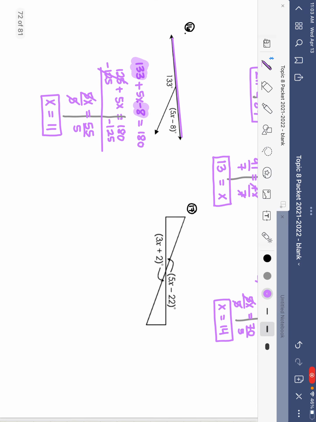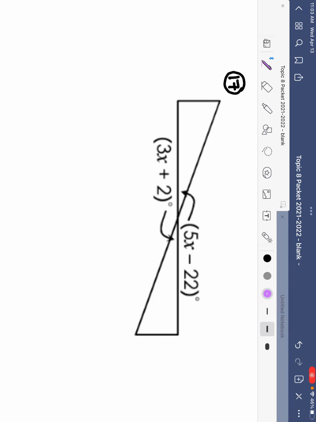Okay, last one, number 17. So we are concerned about this angle right here, which equals 5x minus 22 degrees, because see that point's right there. So I'm actually going to rewrite that, 5x minus 22 degrees. And we're also concerned about this angle right here, which we see equals 3x plus 2 degrees, because I've got that angle right there, or that arrow right there. So I'm going to write 3x plus 2.